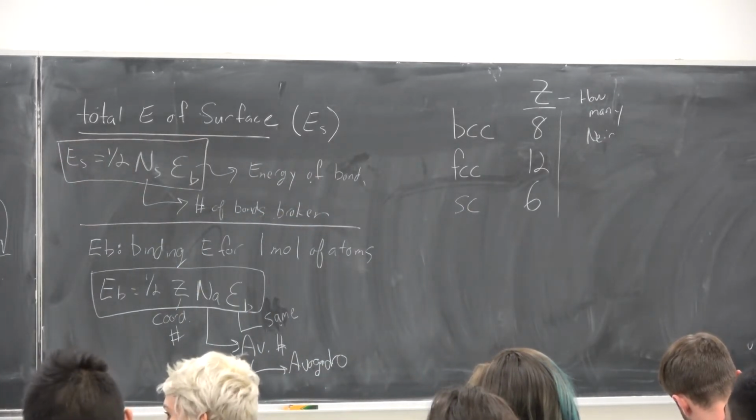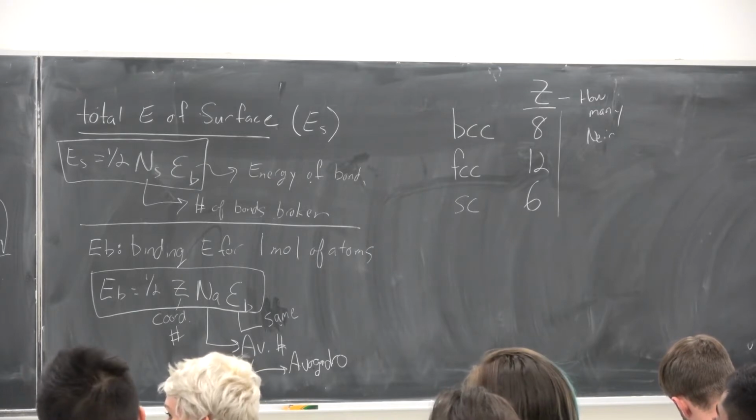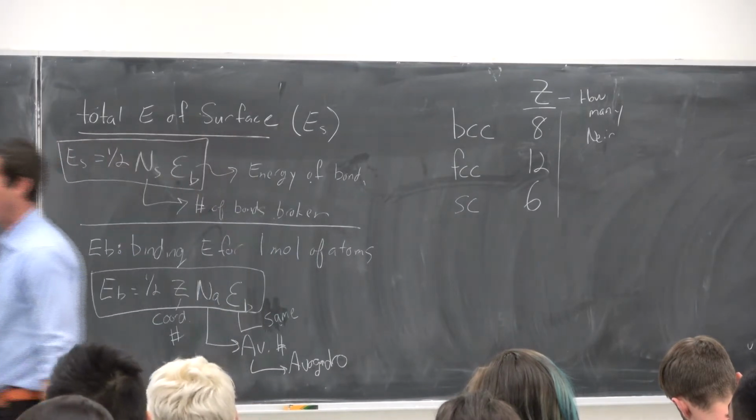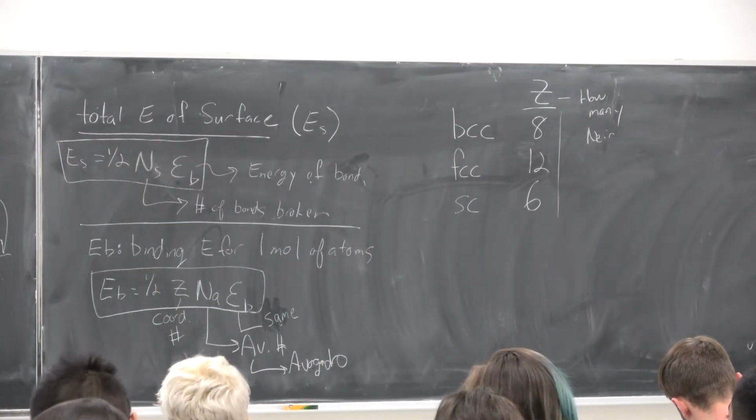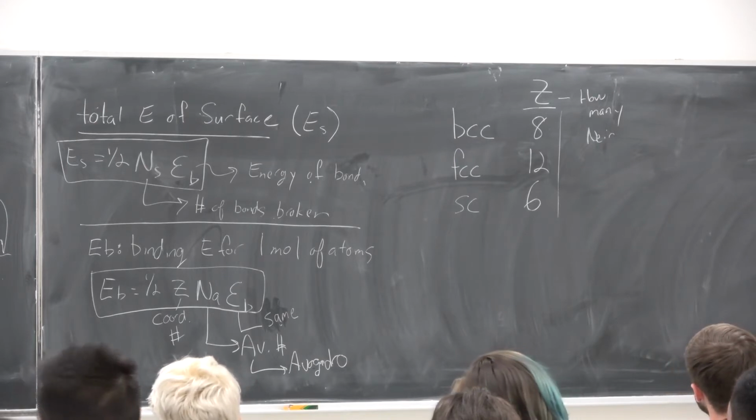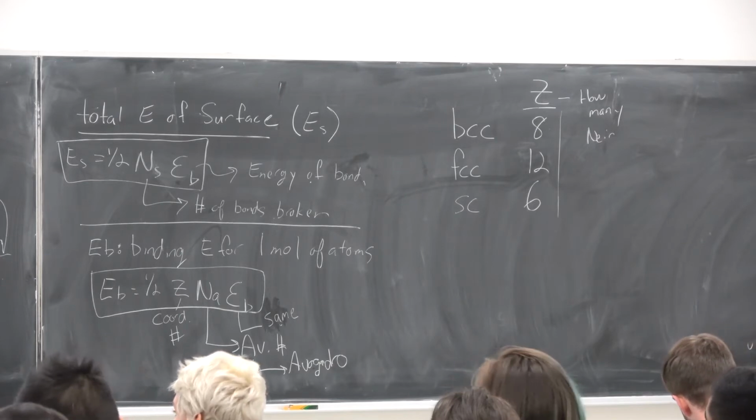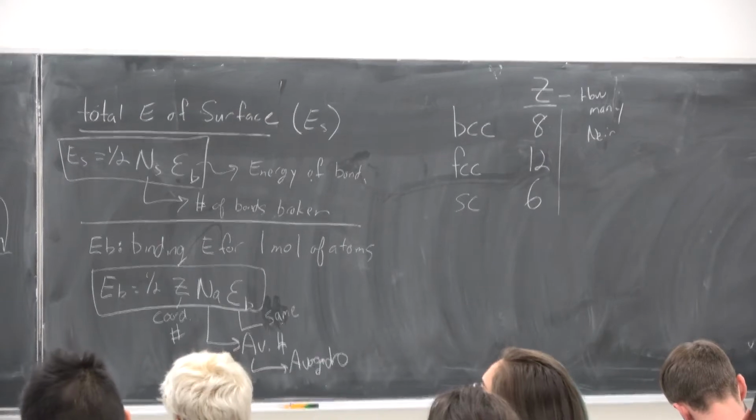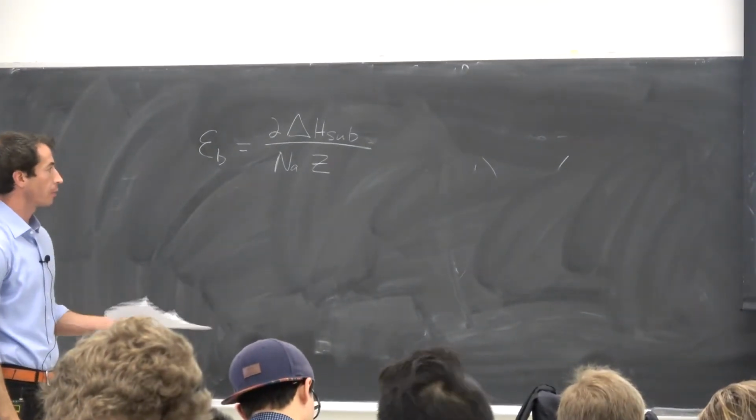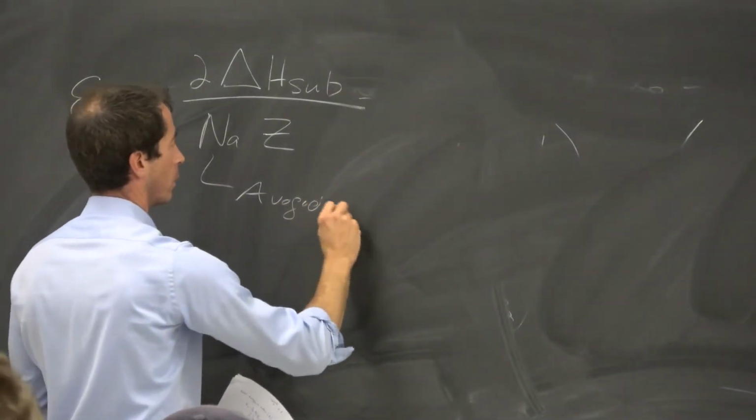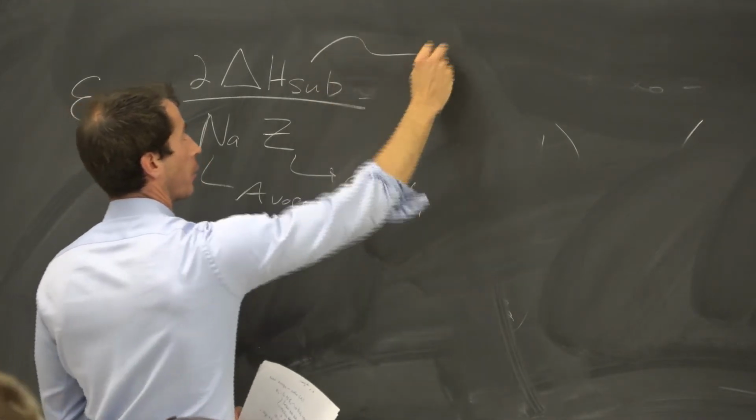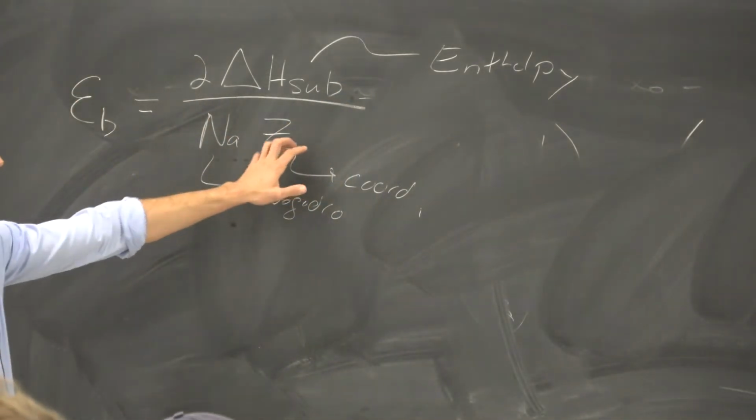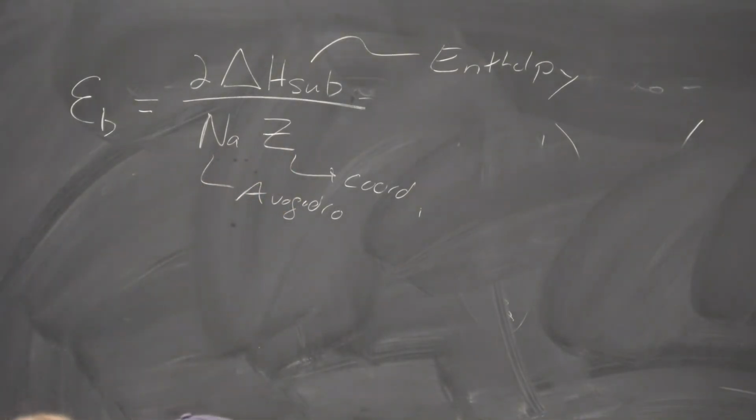Okay, so then most of this we can just kind of know intuitively, except for this guy, the energy of the bond. And that's going to be a function of, fortunately, something that we can look up: the enthalpy of sublimation. Where, again, this is Avogadro's number, coordination, and enthalpy. So this is something that you can always look up. This is a known, and this is something that you will know, right? So this is how we can calculate the bond energy.